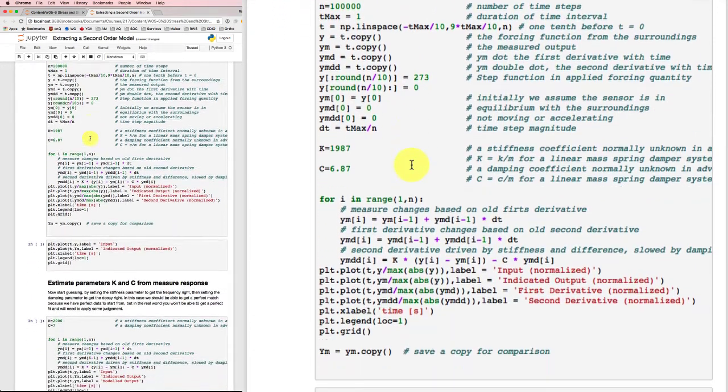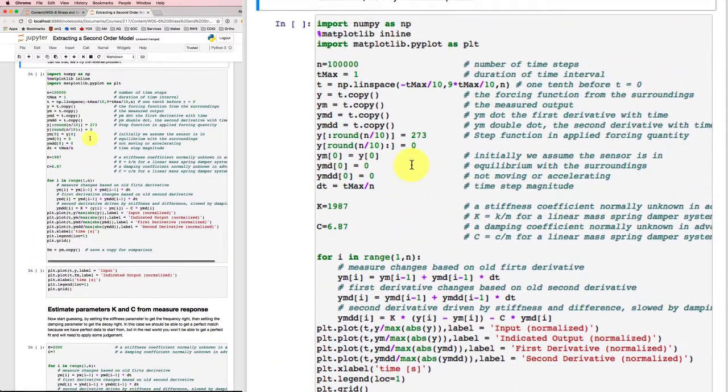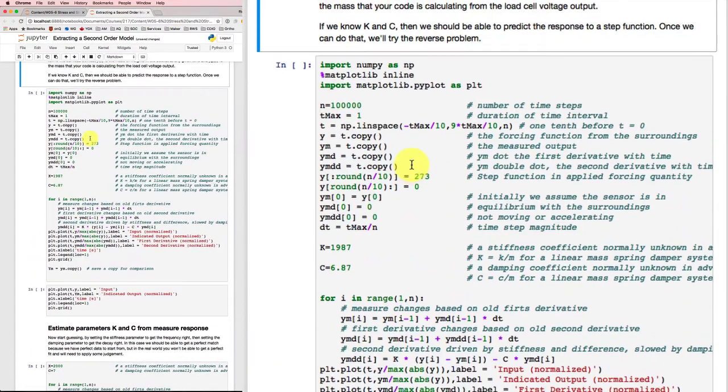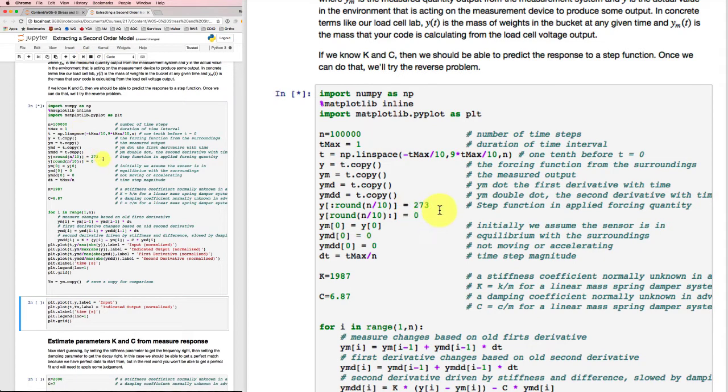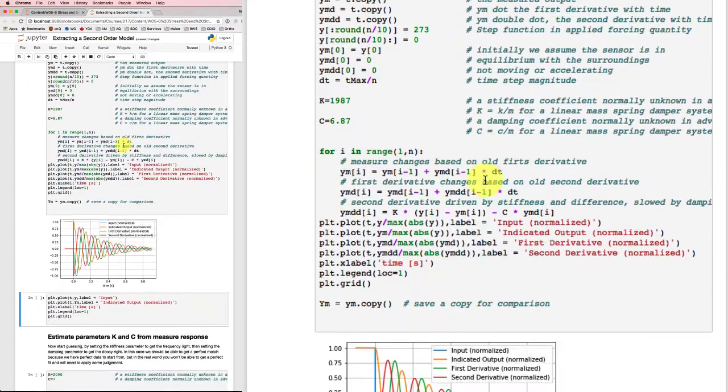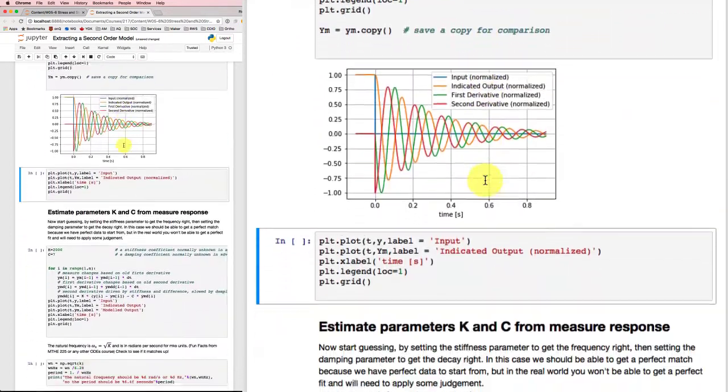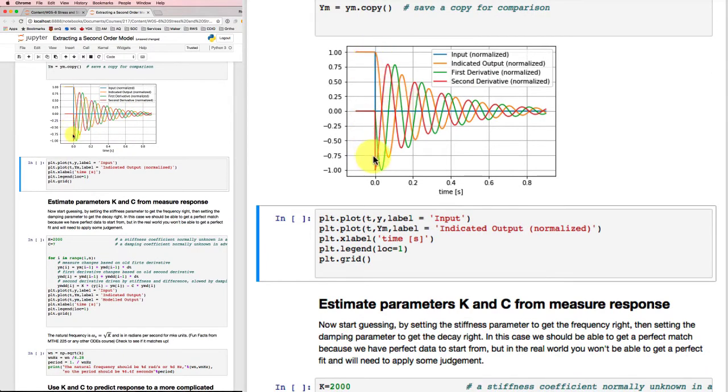And it's done the calculation. Now it'll do the calculation because I actually got the right cell. And it's doing the calculation over 100,000 data points, so it will probably take a little while. And there's the result we get. That's the same sort of step function response that we got before.